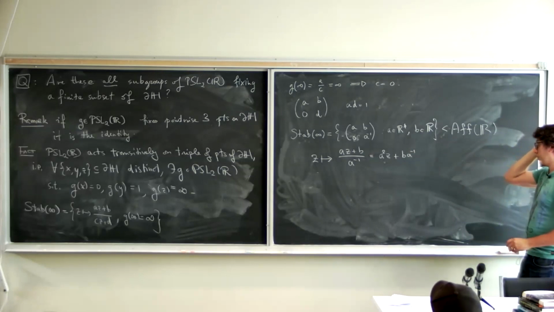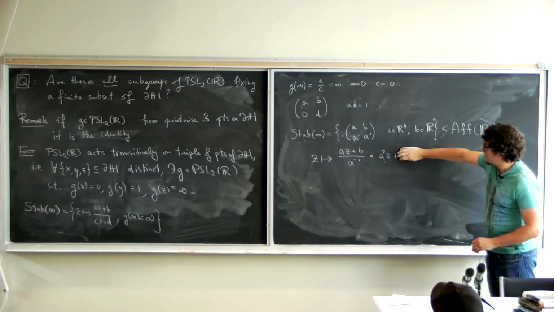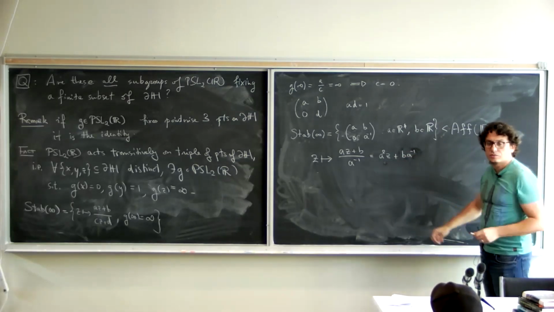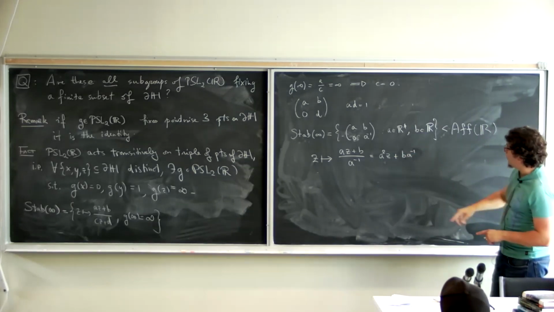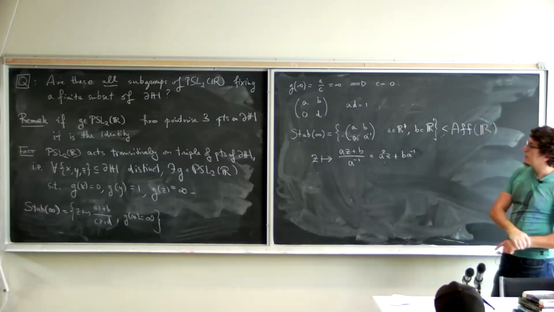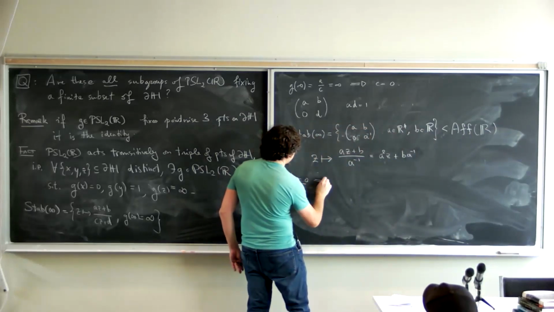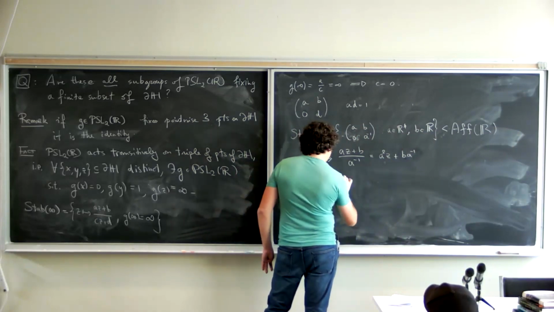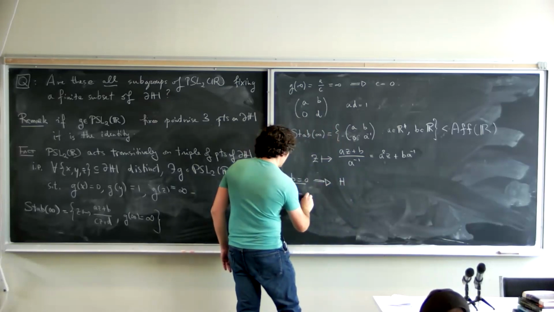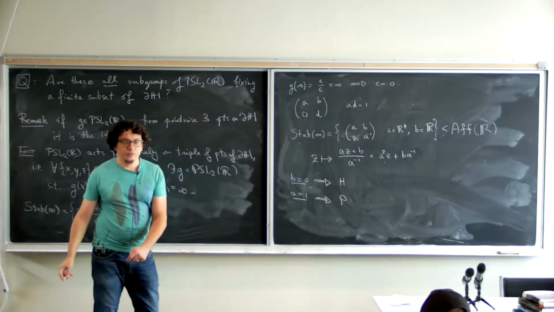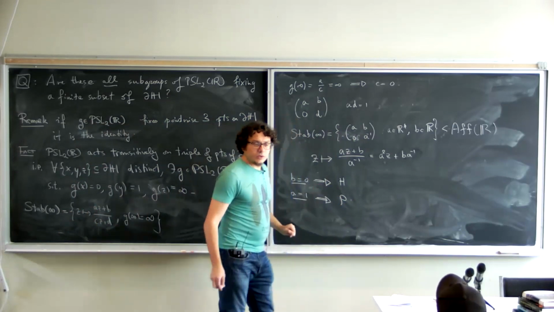Well, let's say that if b equals 0, we get the hyperbolic one-parameter subgroup. And on the other hand, if a equals 1, you get the group of translations, that is, the parabolic subgroup. This group is bigger than that. It's two-dimensional.